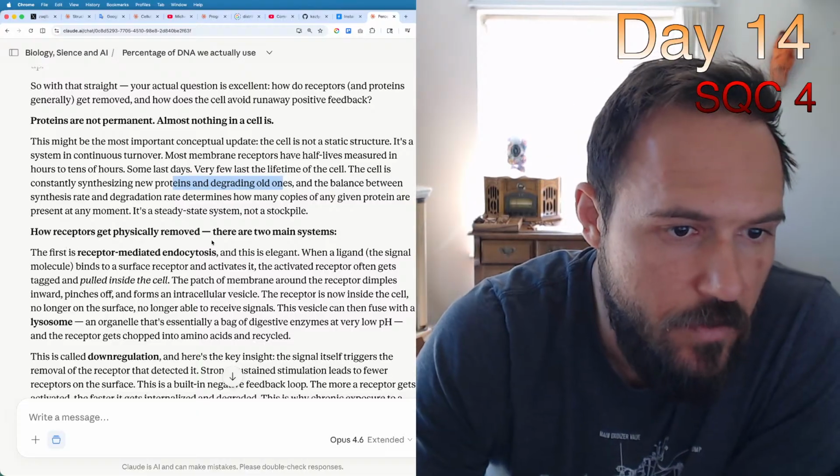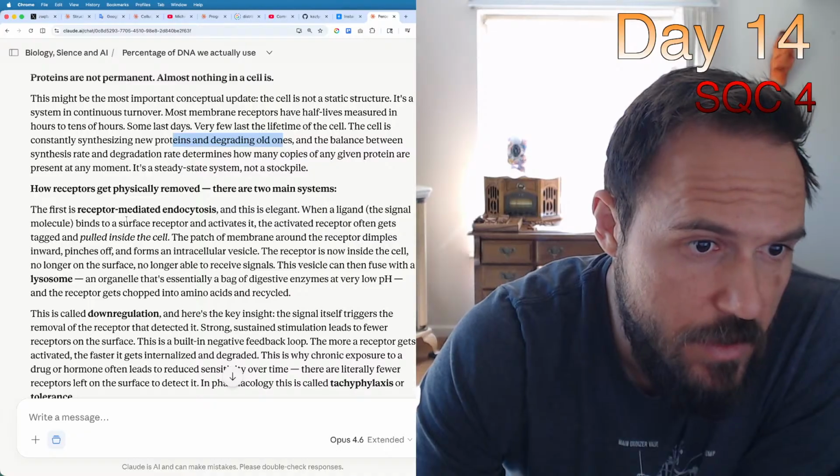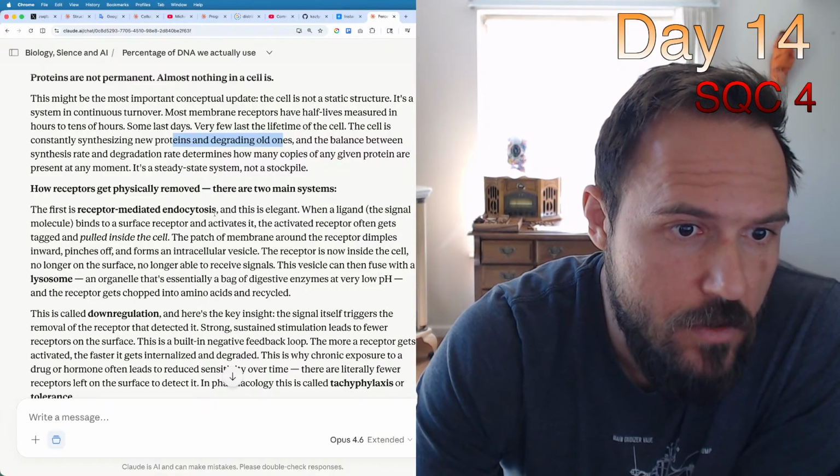How do receptors get physically removed? There are two main systems. The first is receptor-mediated endocytosis.